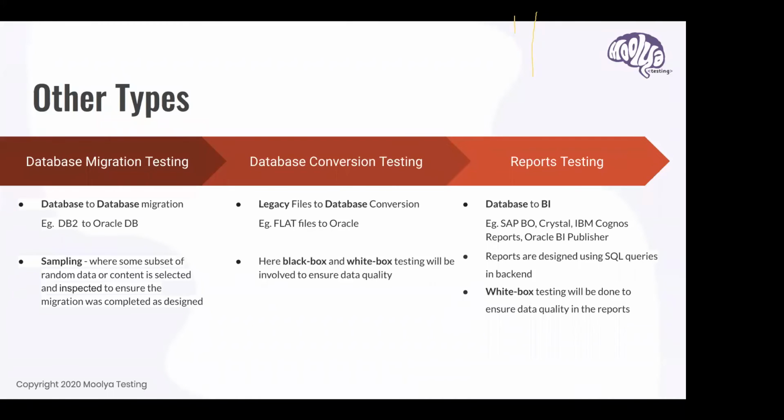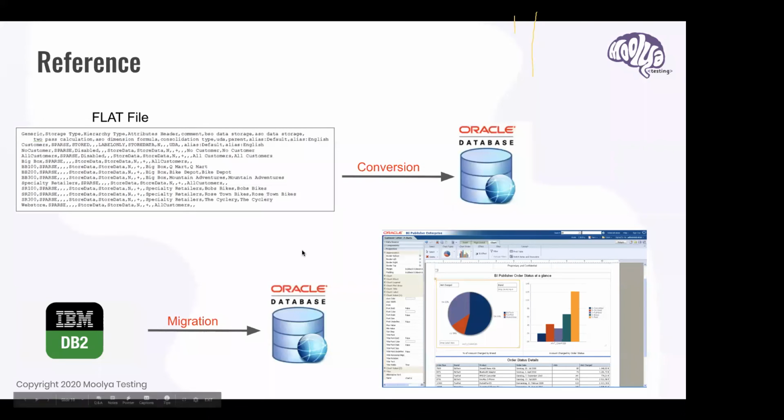Okay, fine. So this is about other types. And I just want to show you a sample of the flat files. So this is a sample of a flat file. Hope you guys see it. This is an example flat file, which is unstructured data, and it has been converted into structured data and stored in an Oracle database. This first block is database conversion. And here you see IBM DB2 to Oracle database, which is database migration. And here is your BI Publisher Enterprise. This is just for reference.